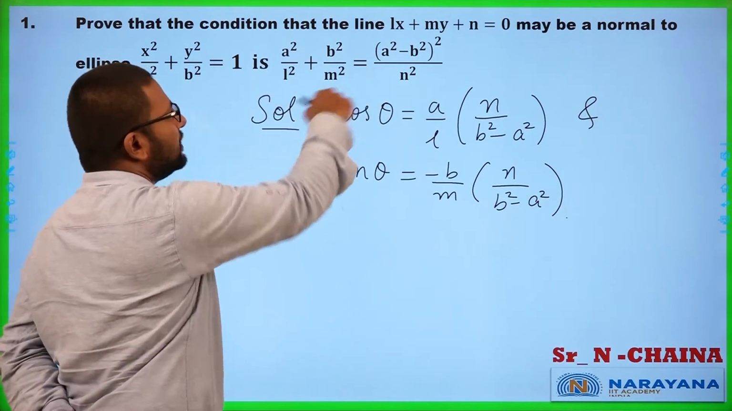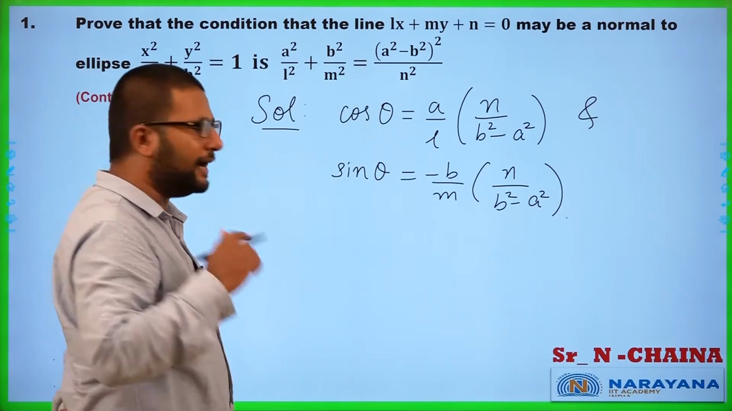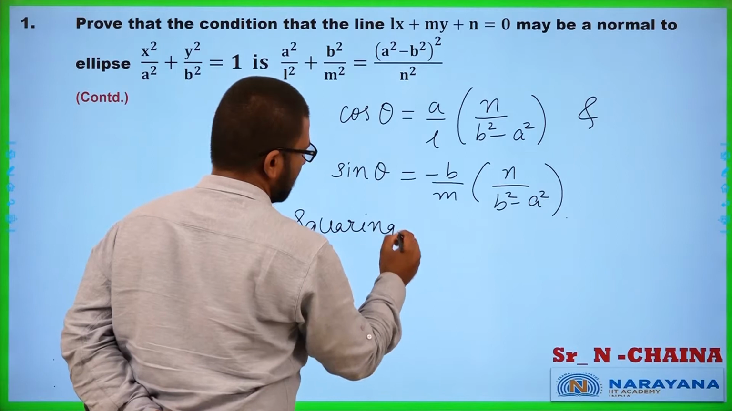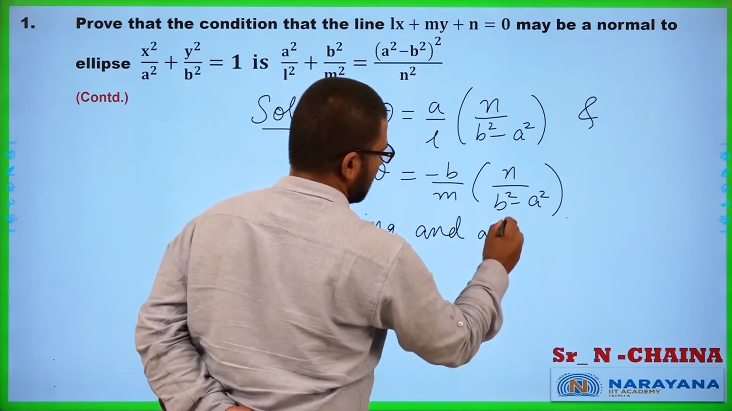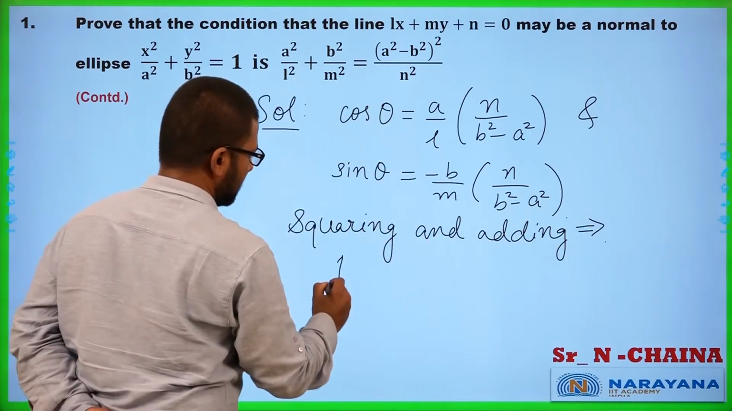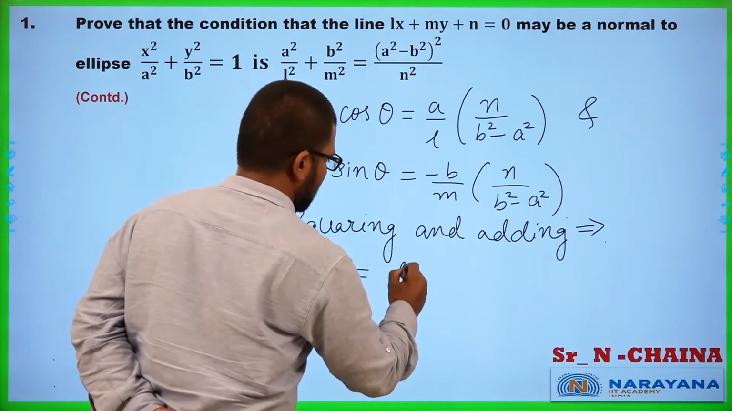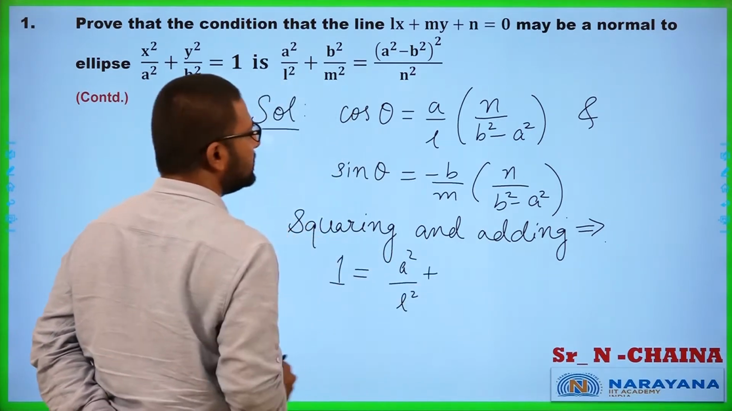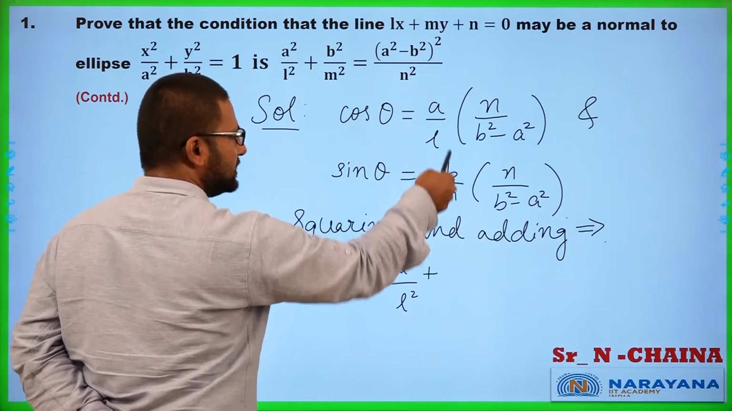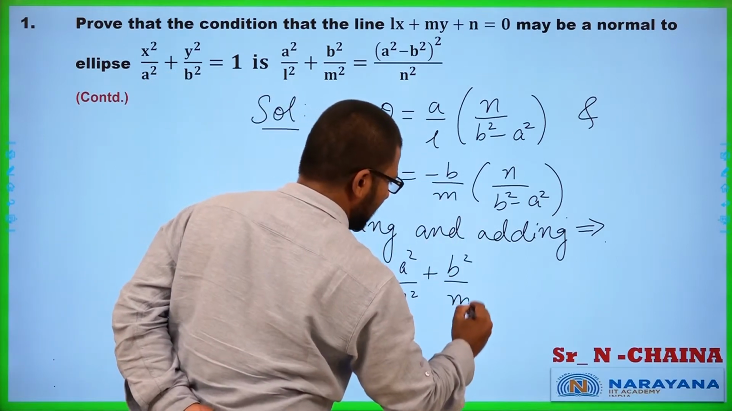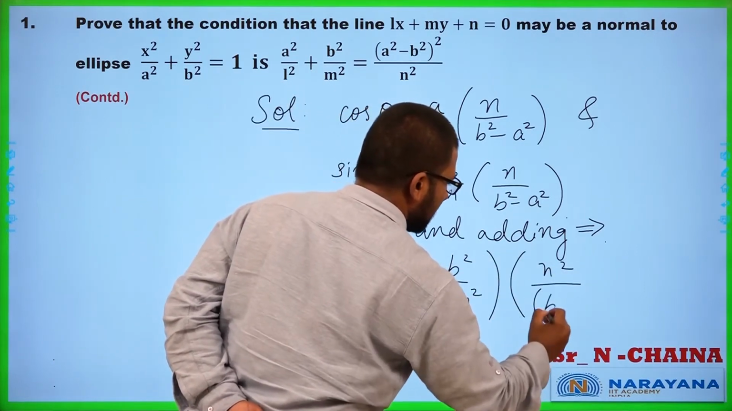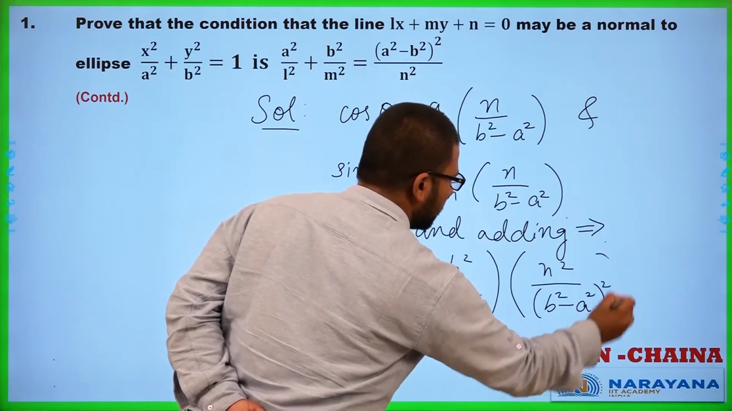We know we don't want theta here, right? How do we eliminate? Squaring and adding, correct? So squaring and adding. What do we get? On this side 1, on that side a square by L square plus, we know this part is going to be common, we will take that separately. So let us just directly square and add this. So b square by m square the whole into n square by b square minus a square the whole square.